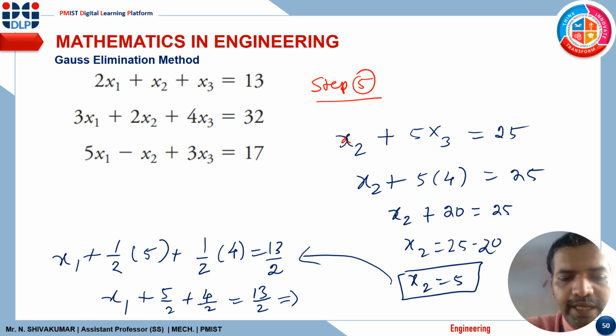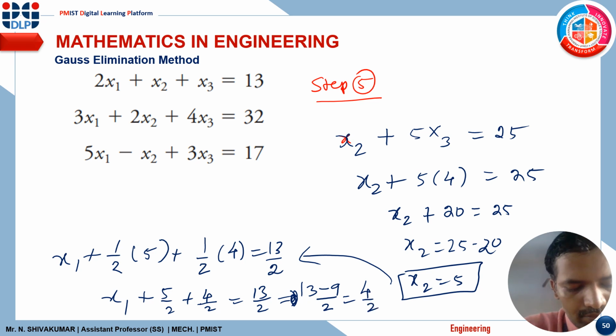Sorry, 5 plus 4 is 9. 9 by 2. So move it on to the right hand side, so it becomes 13 minus 9 by 2. Okay, 13 minus 9. So we have 4 by 2. Finally, x1 equal to 4 by 2 is 2.